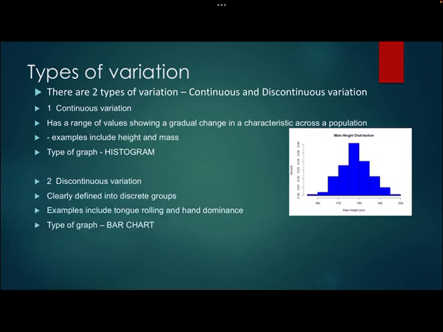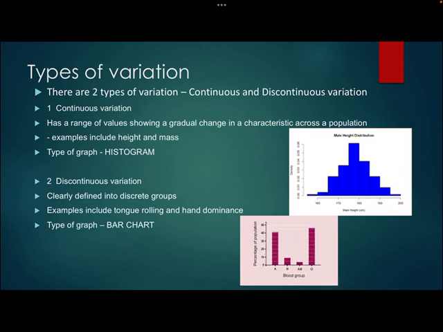Discontinuous variation has clearly defined discrete groups. Examples include tongue rolling, hand dominance or blood group, and the type of graph is a bar chart.